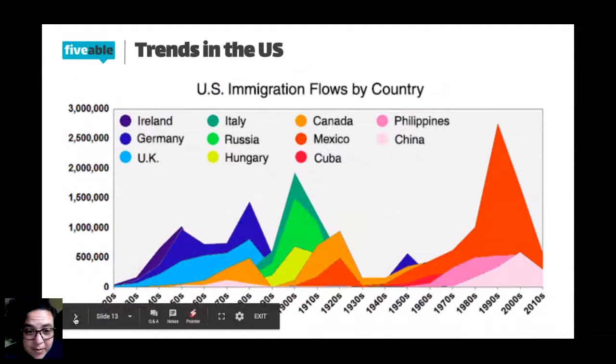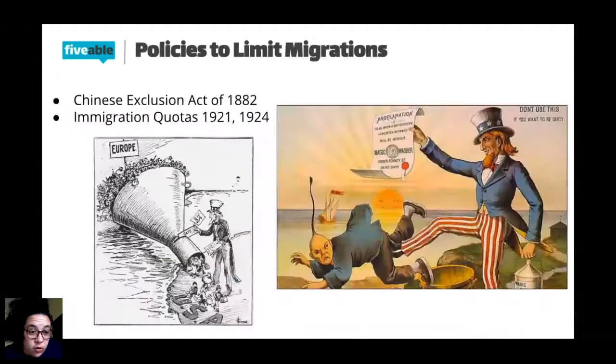So that's pretty much how policies to limit migration work. Those are some of the ones that have happened before. Obviously, we have those again. We have these bans on Muslim countries. Other countries do the same thing, right? As xenophobia spreads, they have quotas, laws, whatever to limit migration.